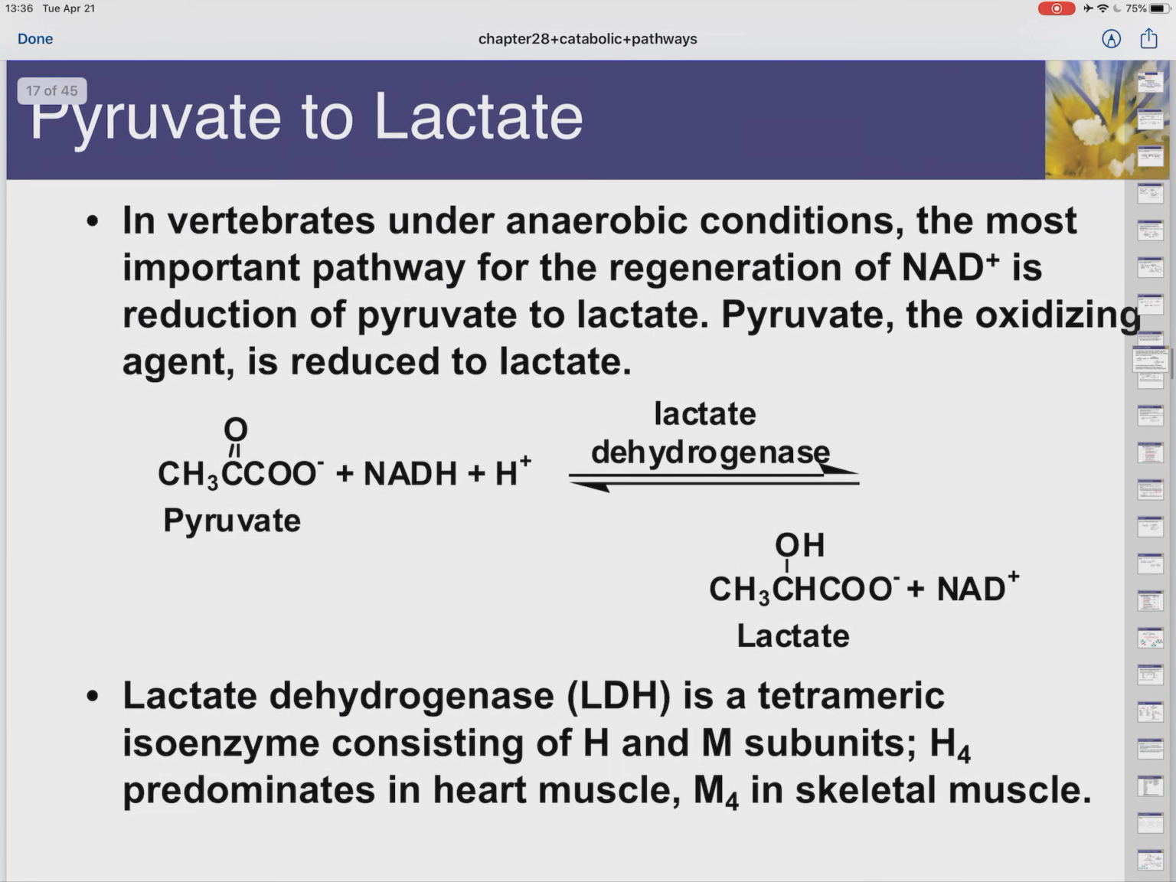So let's see, I think we're going to see a little more details here. We can kind of go through this quickly. This is in our muscles. Lactate dehydrogenase will go back and forth, making pyruvate or lactate as needed, and reducing or oxidizing as needed as well.